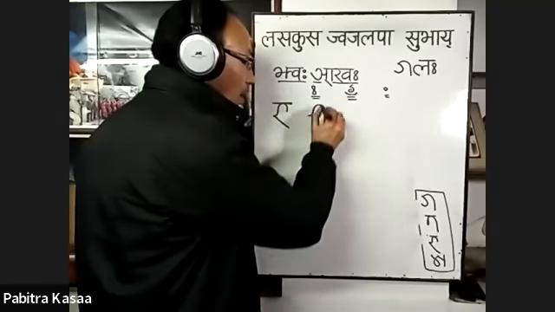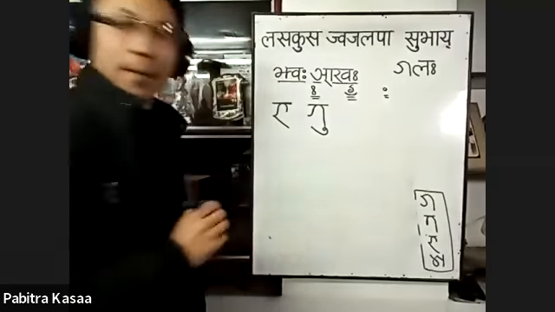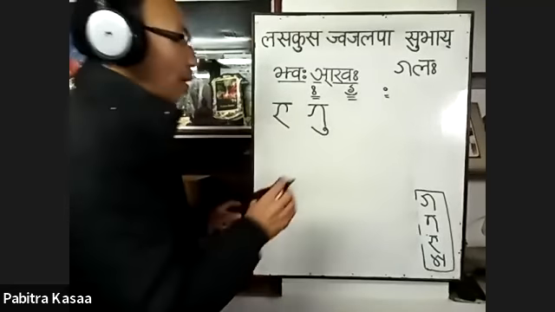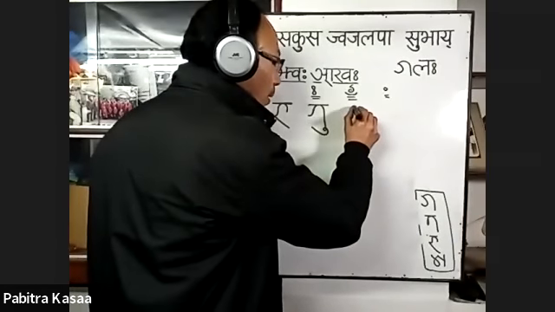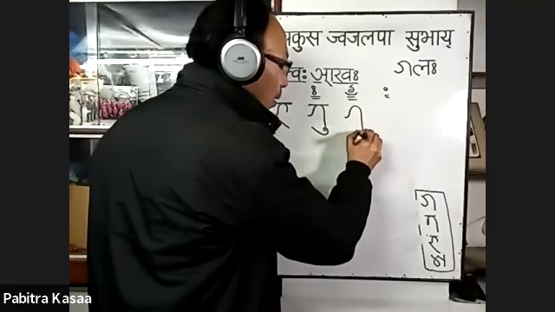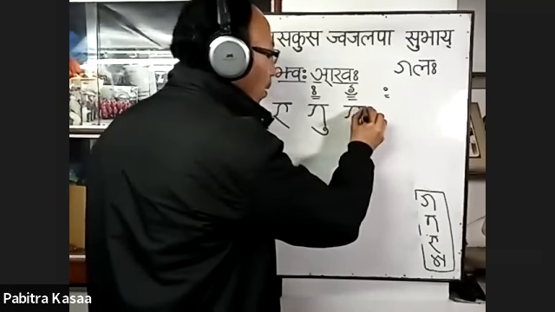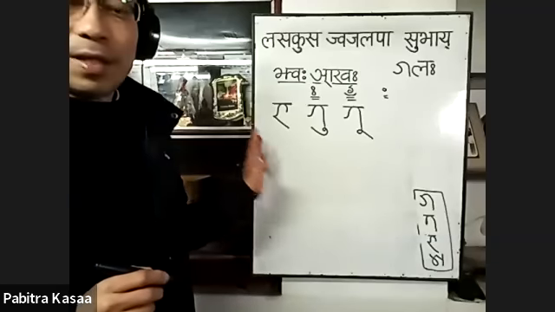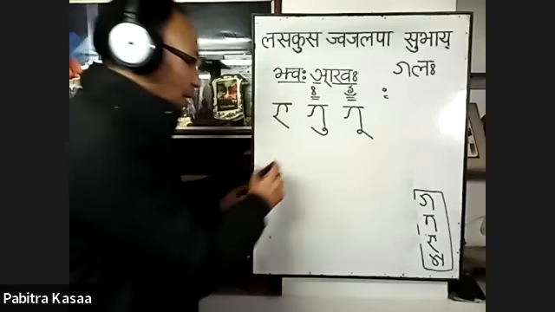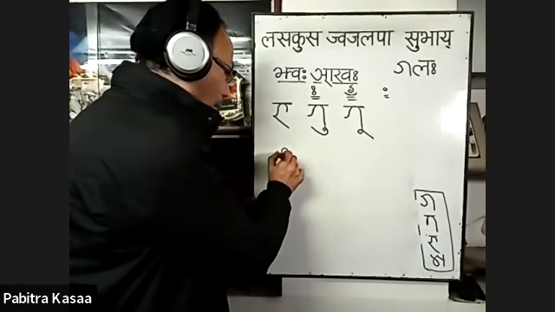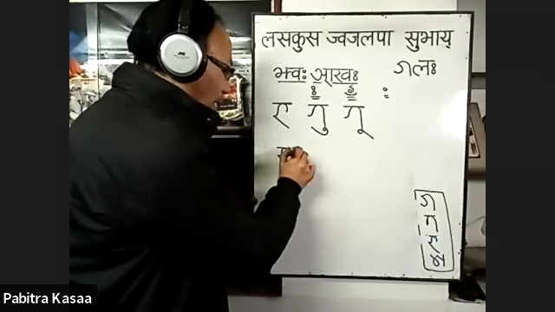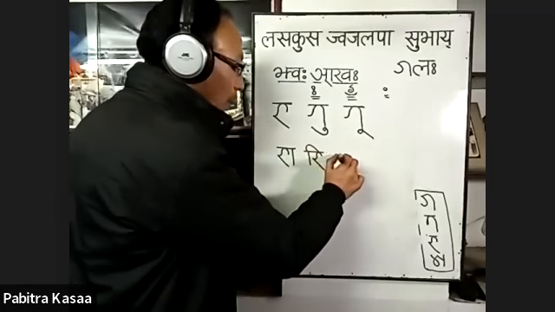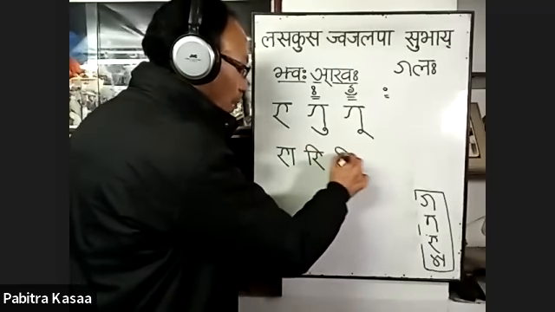And this is bhu. It changes. The shape is changed. And similarly, the dirgha bhu is this. And the others are all the same. What I mean is bha is the same, and bhi is also the same. This is bhi.